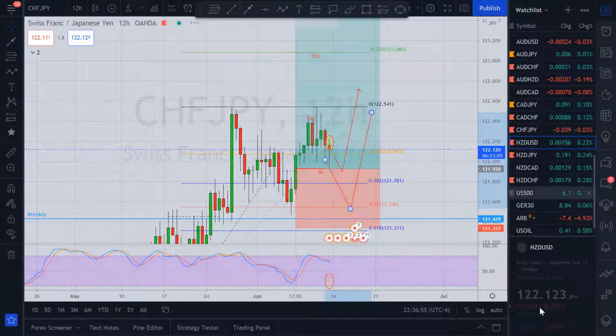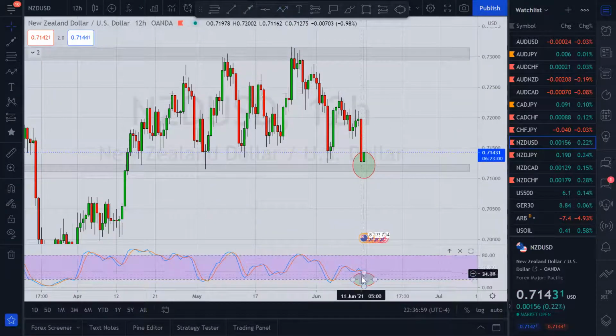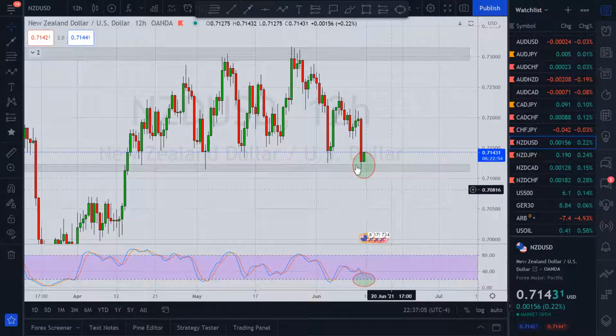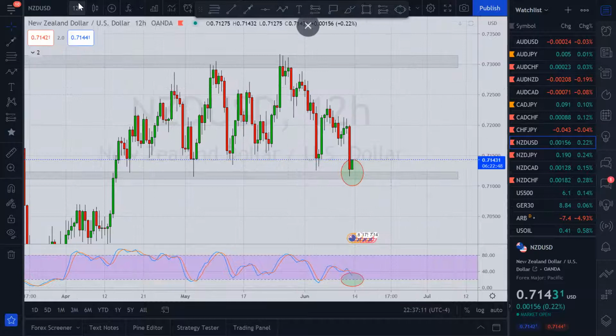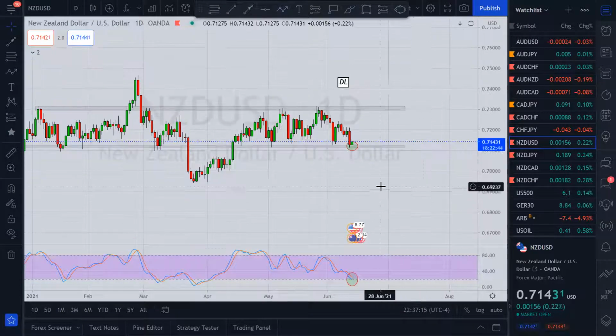Next, New Zealand dollar USD. Oh, this one's hot. Why? Because look at the stochastics. We're almost at oversold, and we are tapping that area right here, right now. We're looking at this on the daily, and we're already there on the daily. I'm glad I did that.